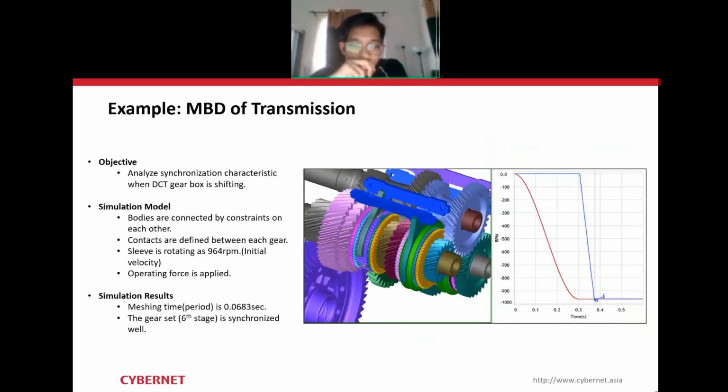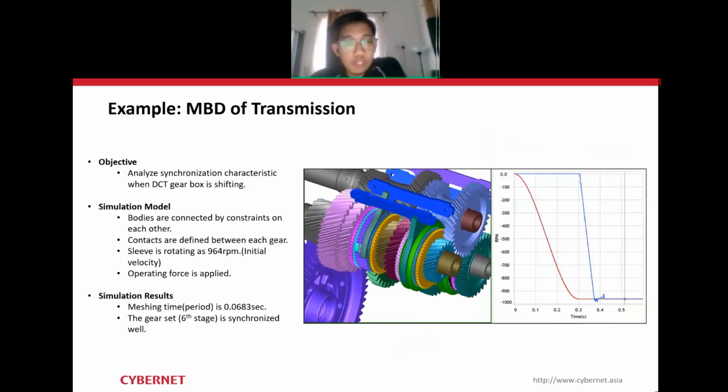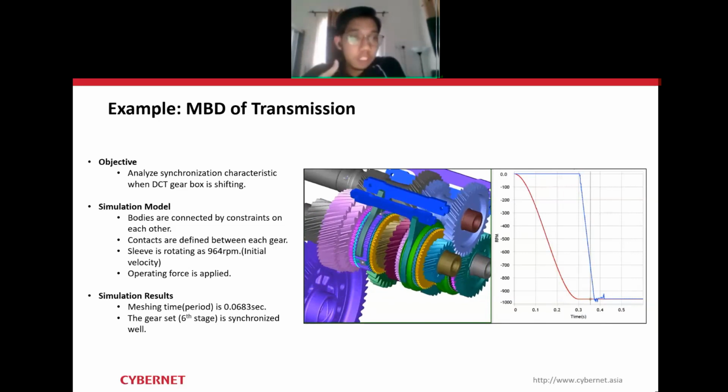One example that I have here is the multi-body dynamic analysis of a transmission assembly. This analysis was done to evaluate the synchronization characteristic when a DCT gearbox is shifting, when you try to shift gears. The simulation was done using one of the Ansys products called Ansys Motion, which is a specialized tool for multi-body dynamic simulation.